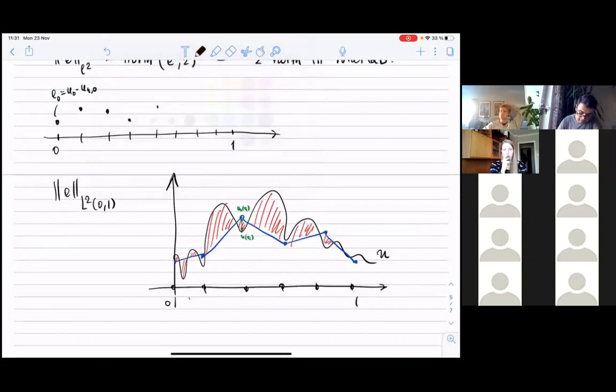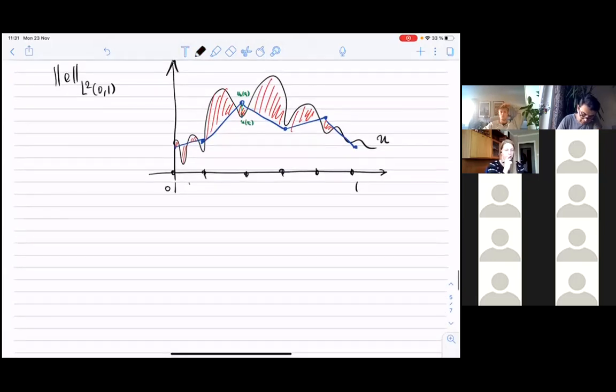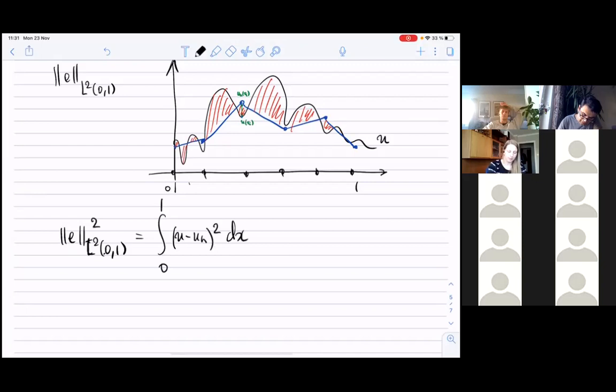So you have to calculate the e_L2 squared. I put square here. It's the integral of (u minus u_h) squared dx.